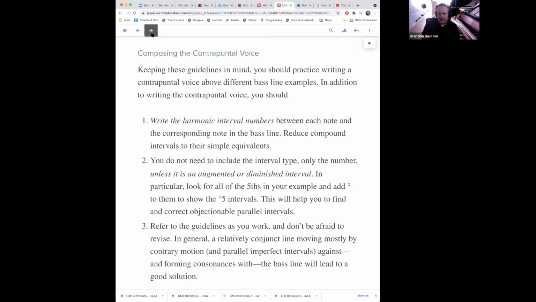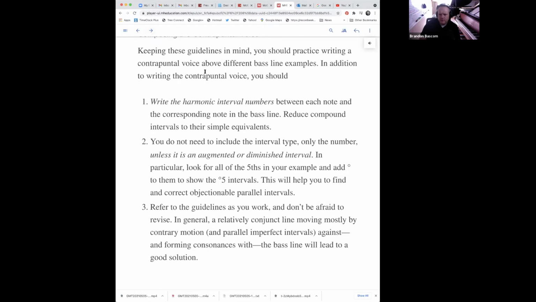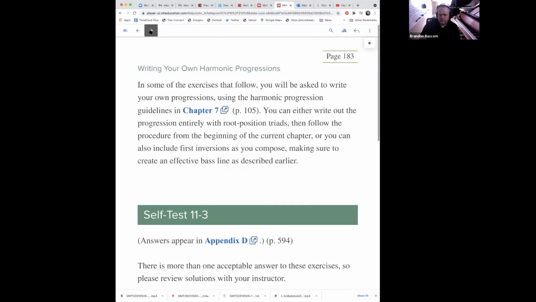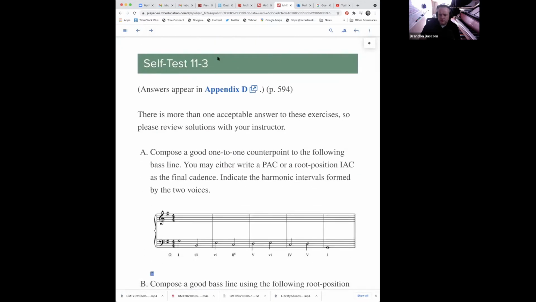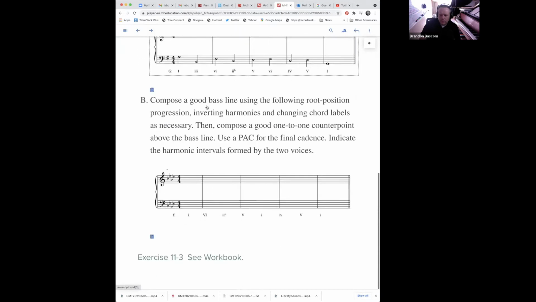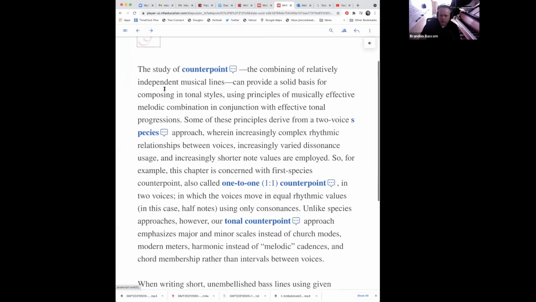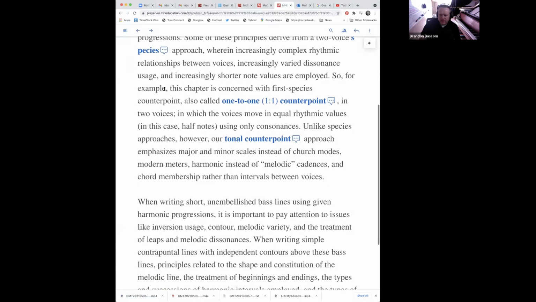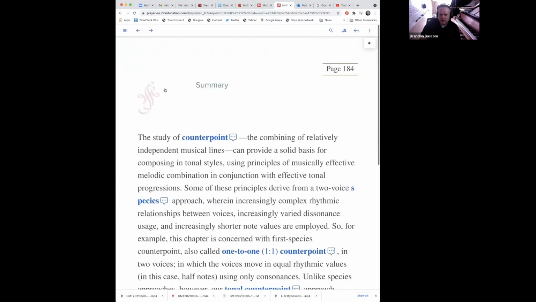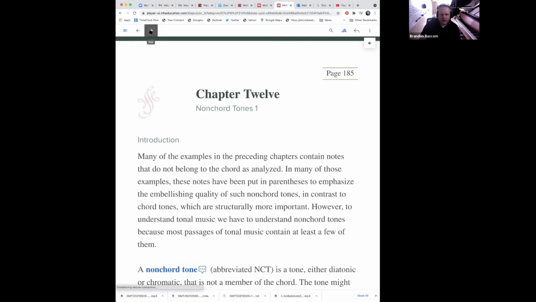All right. Composing the contrapuntal voice. What is this? It's just composing the soprano part, yeah? So 1-to-1 counterpoint, 2 voices, rhythmic, follow all the rules. Yay, we're done with chapter 11. Chapter 12, NCTs, part 1.